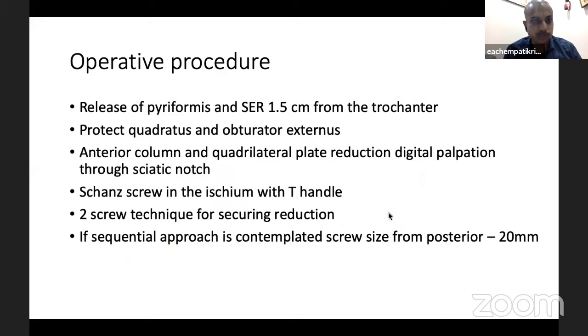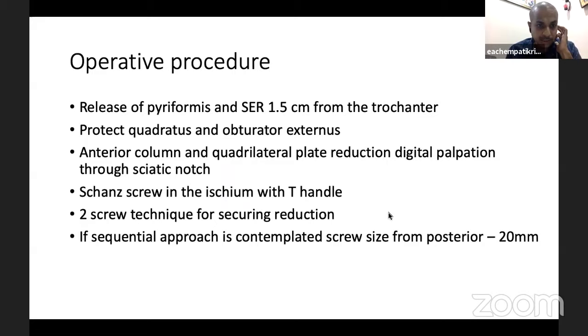Regarding the operative procedure, the key tricks are to release the piriformis and short external rotators 1.5 centimeters from the trochanter. We must protect the quadratus and obturator externus at all costs because we don't want to injure the ascending branch of the medial circumflex femoral artery. The anterior column and quadrilateral plate reduction are done through digital palpation through the sciatic notch, and one must be careful and remove the retractor time and again and not keep on retracting because of risk of injury to the sciatic nerve, and one must be careful about the superior gluteal neurovascular bundle.